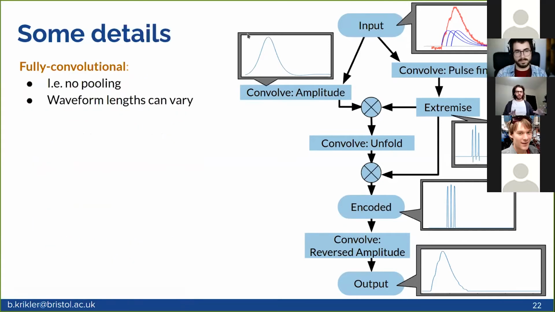Now, a few things to say here. This is fully convolutional, so we haven't done any pooling. This means that at each step, all we ever do is a convolution. So if our waveform varies in length for the inputs, everything will just follow through.